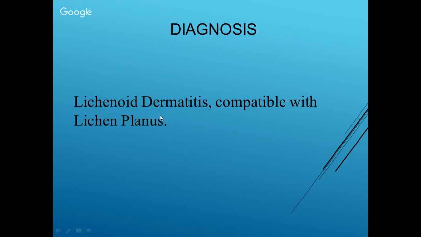And why don't you just call it outright lichen planus? Because most of the time you don't have a clinical history, and there are other conditions that can look exactly like lichen planus. If this was a single lesion on the patient, then this would be a benign lichenoid keratosis. And if it is a rash, then it's going to be lichen planus. So if you don't have the history, it's better to just call it lichenoid dermatitis compatible with lichen planus.